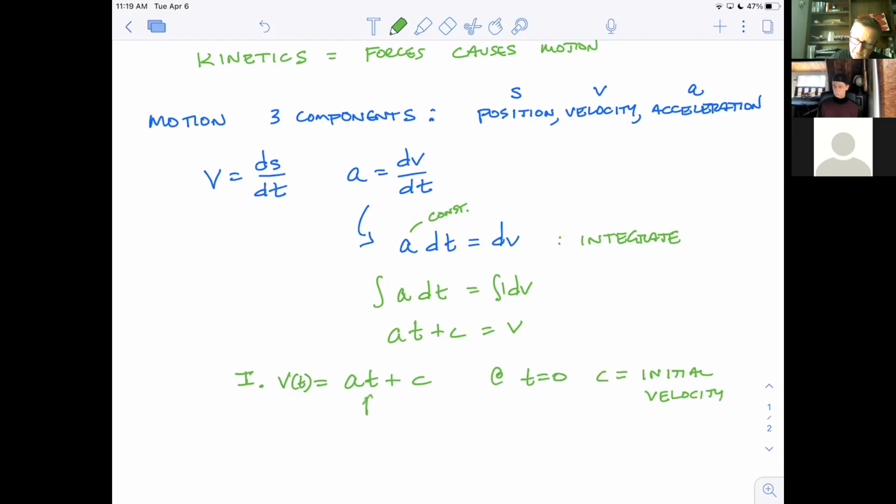Since if I put t as 0 into here, I get nothing. And so that means v of 0, v at time 0, is c. So time 0 is the initial. So that c is really the initial velocity.